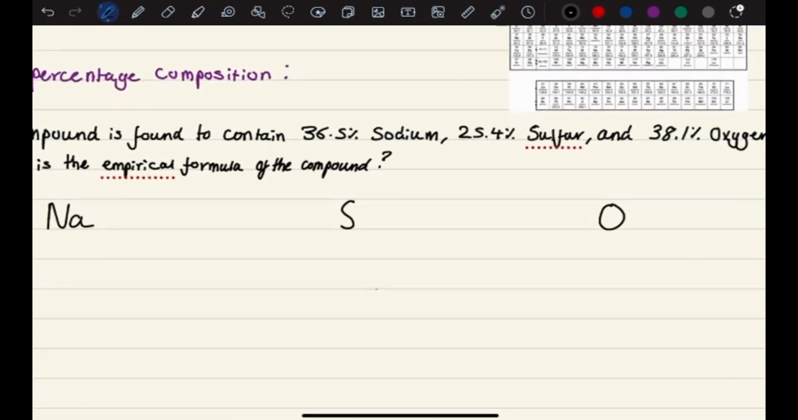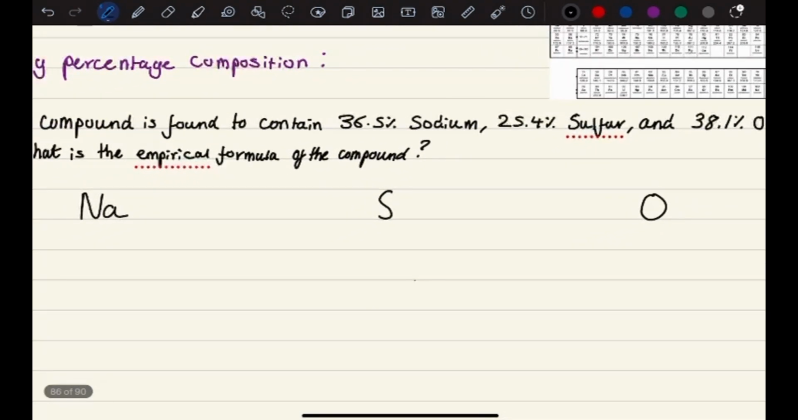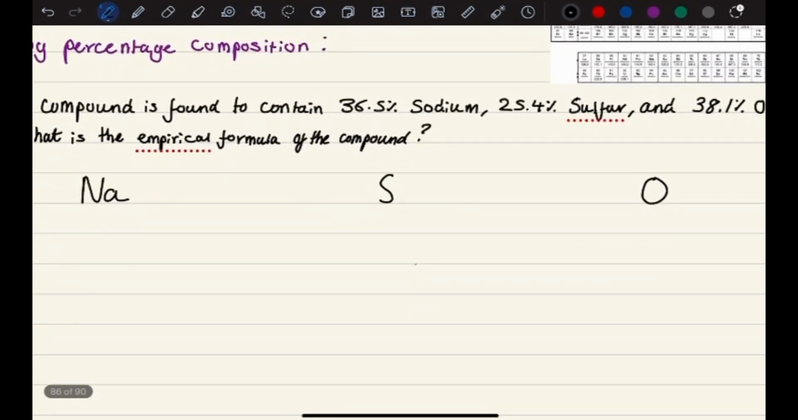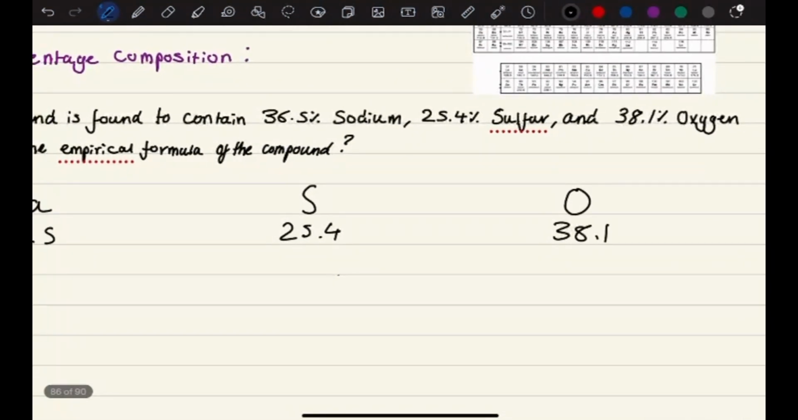So if we look at our question here, it says a compound is found to contain 36.5% sodium, 25.4% sulfur, and 38.1% oxygen. First things first, when you get this question, just make sure that they all add up to 100. You don't want to make a mistake where these percentages don't add up to 100. In this case, they do. So what we're going to do is write out those percentages: sodium, 36.5; sulfur, 25.4; and oxygen, 38.1. So we've written out the percentages.